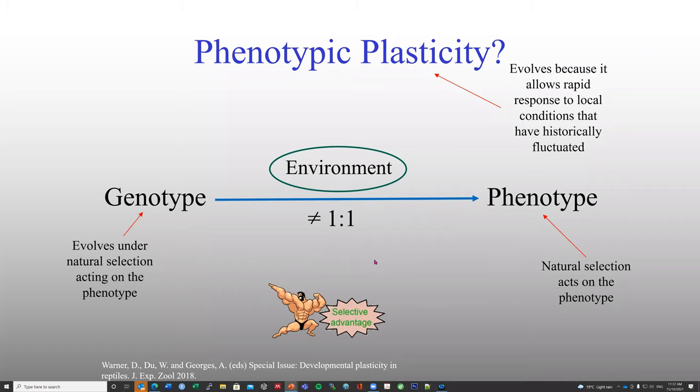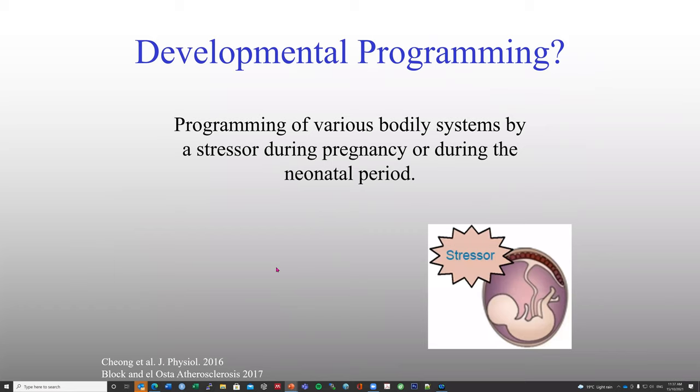Okay, so it's all about selective advantage in the context in which we work. In the health context, they talk more about developmental programming. So programming of various bodily systems by a stressor during pregnancy or during the neonatal period is the focus in the health area. So basically you have the genotype of the individual that's in the womb, and then you get stressors that can be applied.